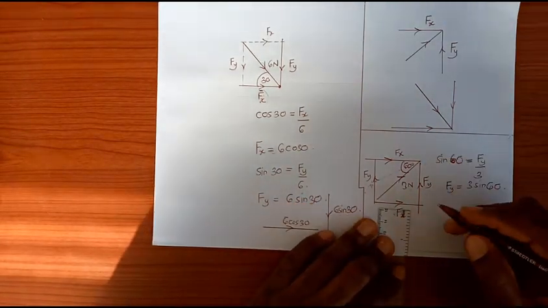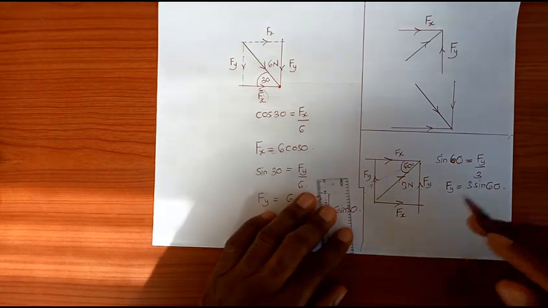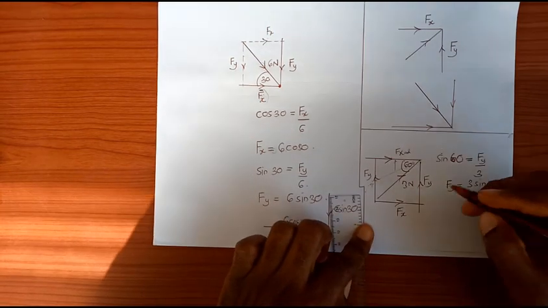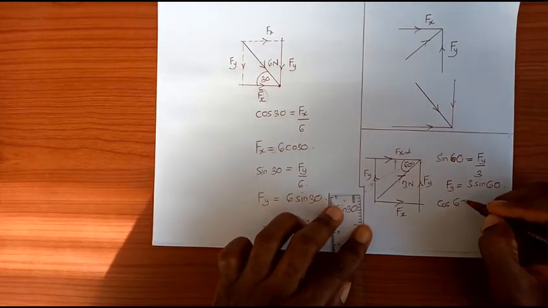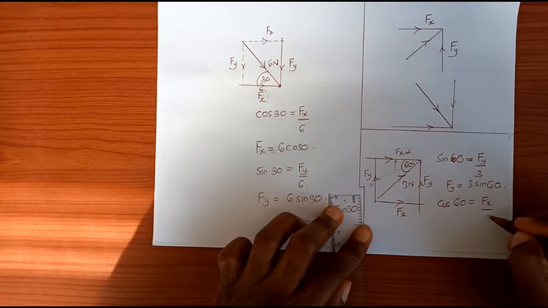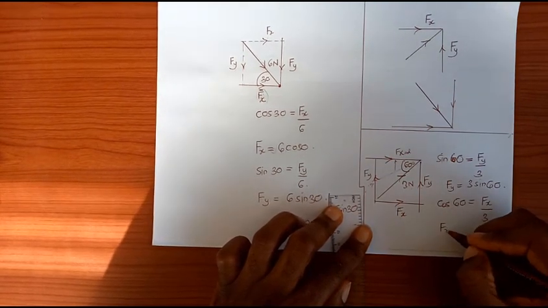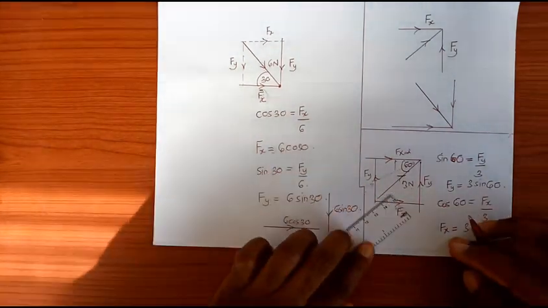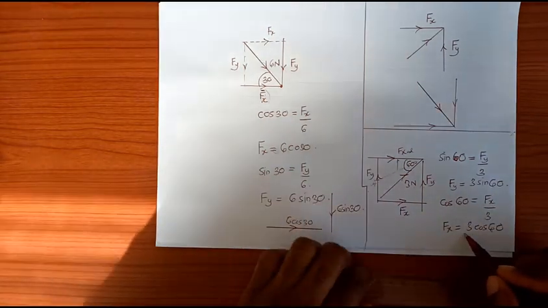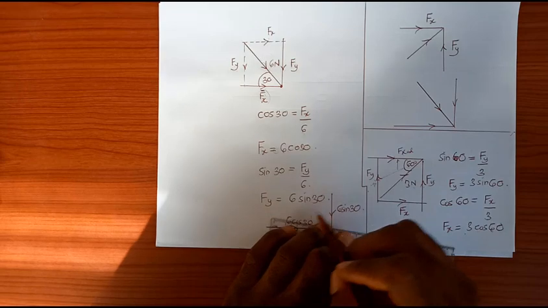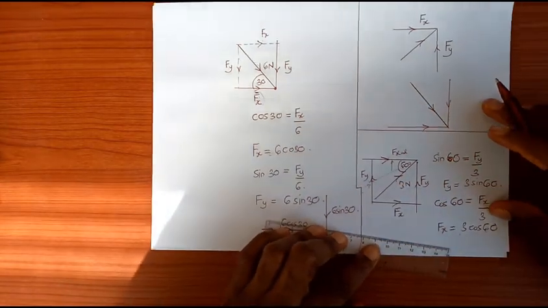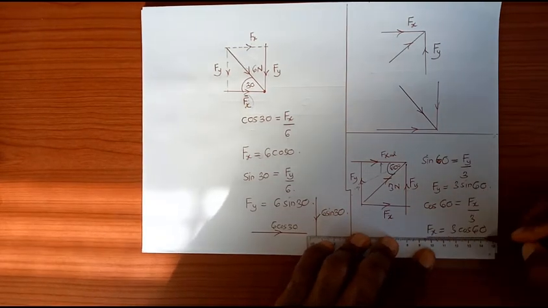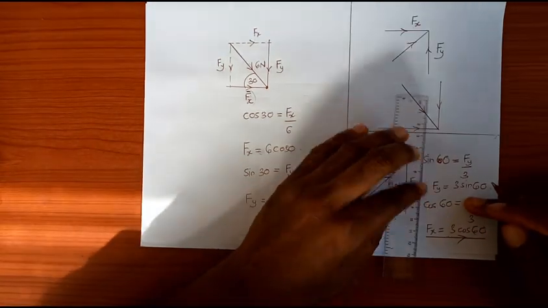Then let's come to the x components. This side will be your adjacent, so you can use adjacent and hypotenuse. So cos 60 equals my adjacent, which is Fx, on hypotenuse, which is 3. So Fx equals 3 cos 60. So what direction does this Fx act? It goes this way. So I bring the Fx this way, and I bring my Fy going up.